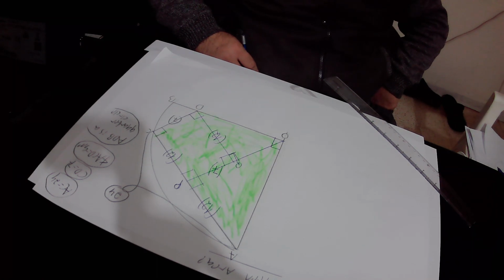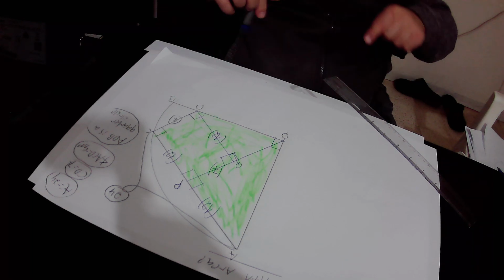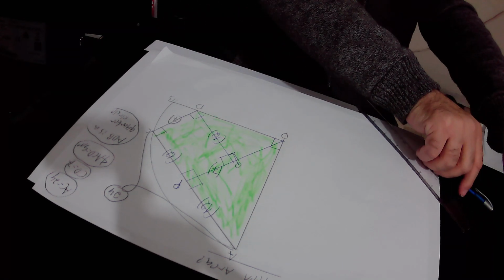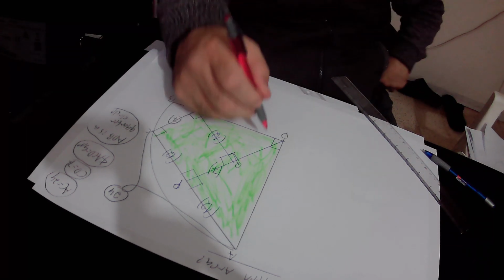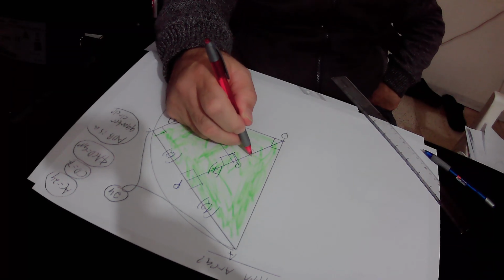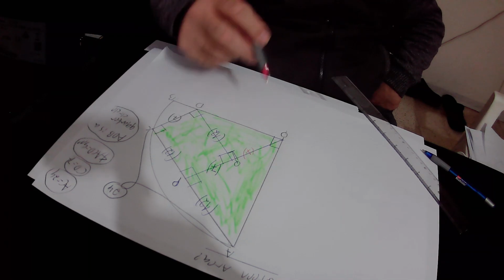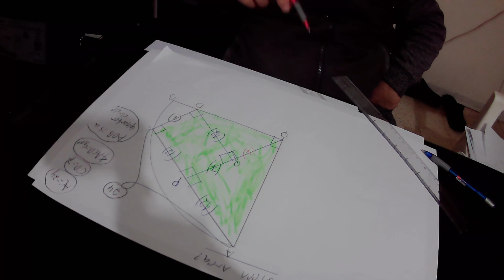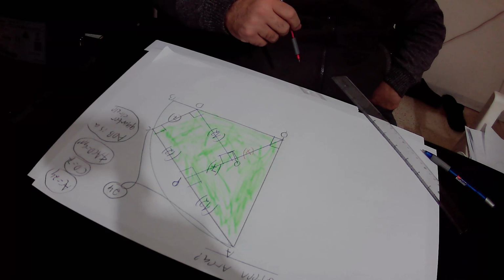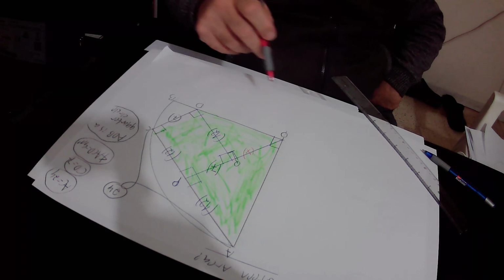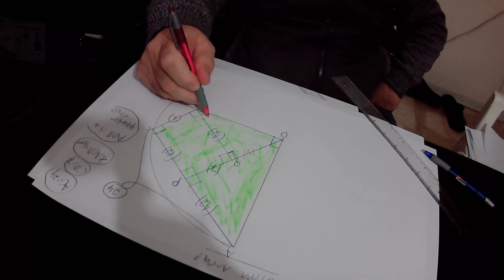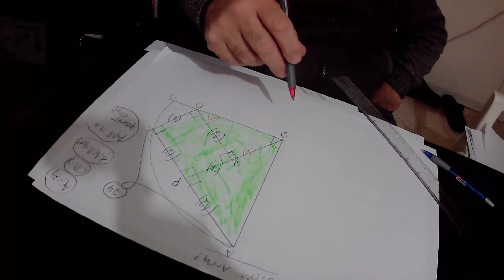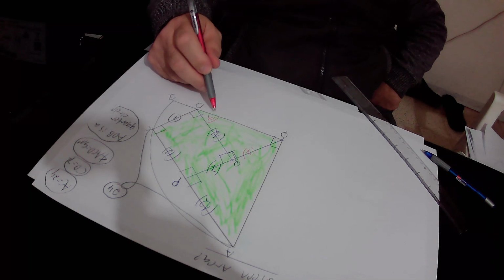In the next step, we define the length of this line segment QO as X. And we will focus on the right triangle QOD. We define angle QOD, this angle, as alpha. So in the right triangle QOD, this angle equals alpha.